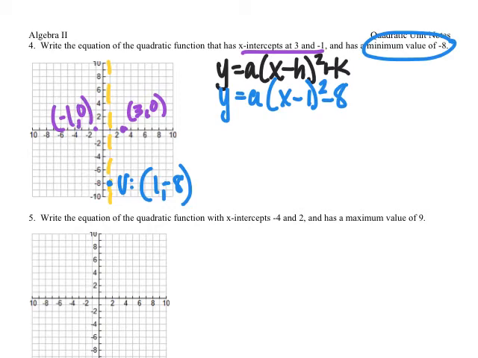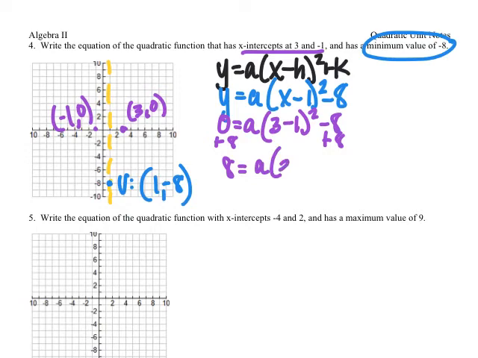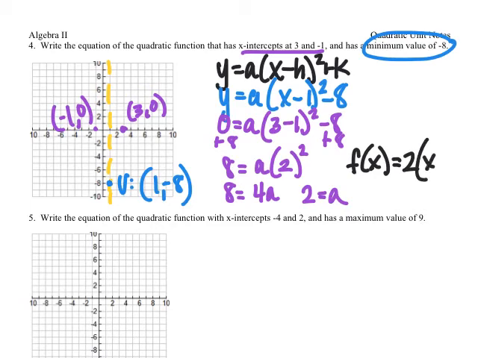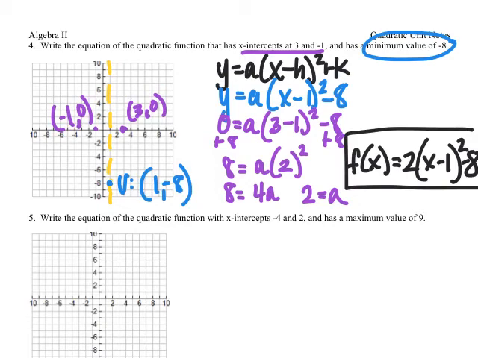Let's choose (3, 0). So 0 equals a times (3 minus 1) squared minus 8. And then let's see, we'll add 8. We'll do 3 minus 1 is 2, so that's 2 squared. So that means 8 equals 4a, or a equals 2. And then we can write our final answer. So f of x equals 2 times (x minus 1) squared minus 8. And there we go. So why don't I let you guys try 5 on your own.